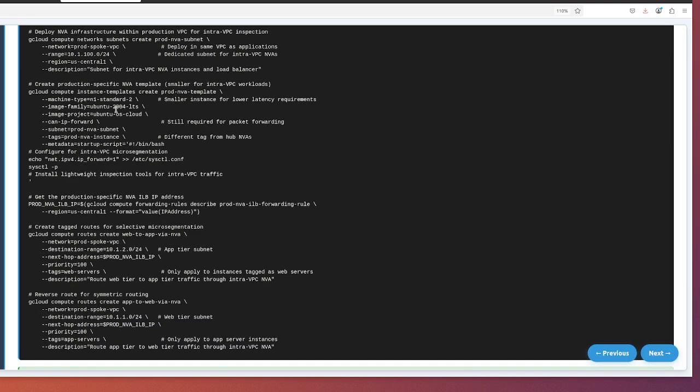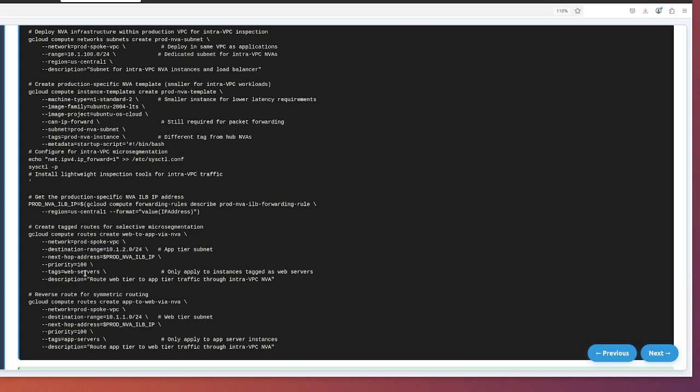The key innovation here is using route tags. The tags web servers parameter means this route only applies to instances that have the web server's network tag. This allows us to selectively apply microsegmentation rules to specific instance groups. For example, web servers get routes that force their app tier communications through the NVA, but database servers might have different routing rules or no special routing at all. This granular control is essential for performance optimization.